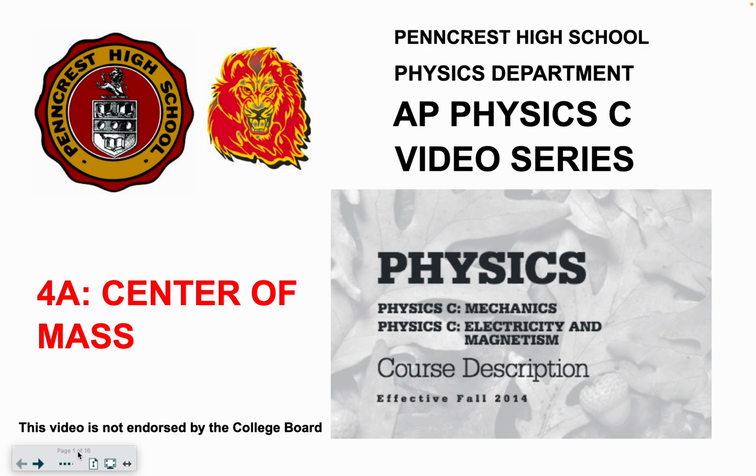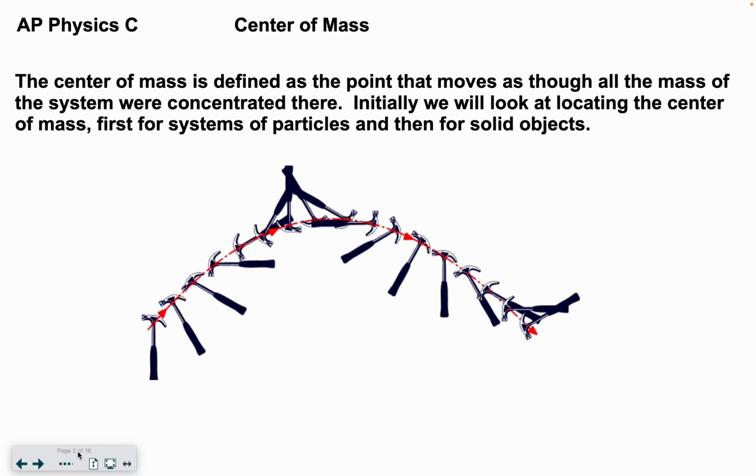This is video 4A, the location of the center of mass. Center of mass is defined as the point that moves as though all the mass of the system were concentrated there. Initially, what we're going to do here is look at locating the center of mass for systems of particles that are static and unmoving. Then for solid objects that are static and unmoving. And then for systems in which the objects themselves are moving relative to each other.